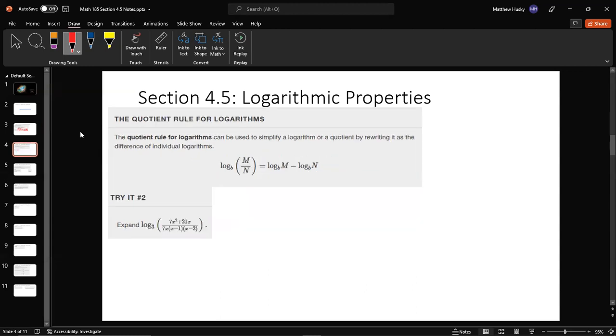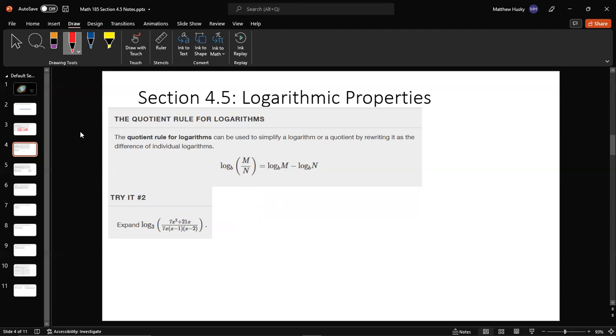For this next one, this is the quotient rule. So here, if you have log of m divided by n, you can split that apart, and this time you're going to subtract the two logs rather than add them. So this is going to be log of m minus log of n.